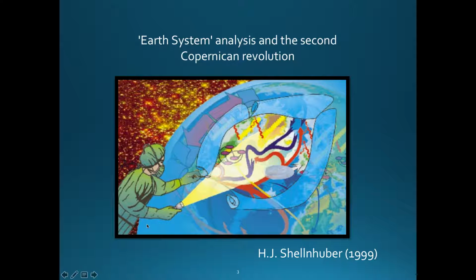I would like to start with a little bit of philosophy. Professor Schellnhuber from the Potsdam Institute in Germany has this very good article that I really recommend, where he talks about the Earth system analysis as a second Copernican revolution. Ironically enough, like in the Copernican revolution, there was science that was not very well accepted by the society.